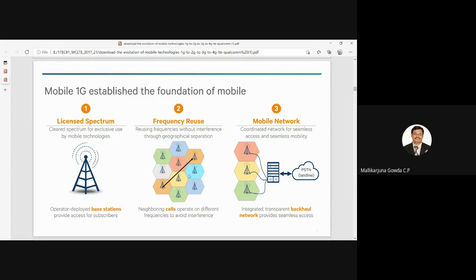So this is a hexagonal shape. I said there are 6 sides, right? So with the central one, there will be 7 cells. This we call one cluster, and that will be repeated throughout the geographical area to cover the entire geographical area. So the same pattern will be repeated. And the third point is the frequency reuse concept.